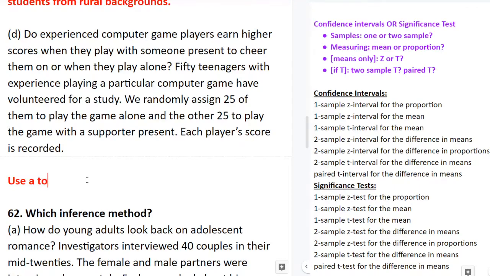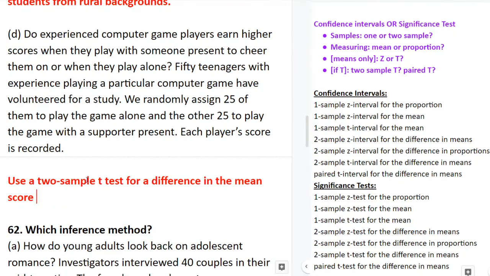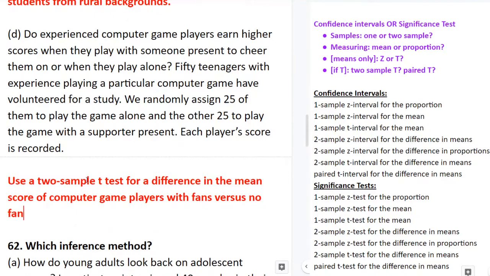So you would use a two-sample t-test for a difference in the mean score of computer game players with fans versus no fans, or however you want to word this. Again, if you ran a confidence interval and still were able to come to a conclusion, you could make the argument that that would be the appropriate test to run in this case.